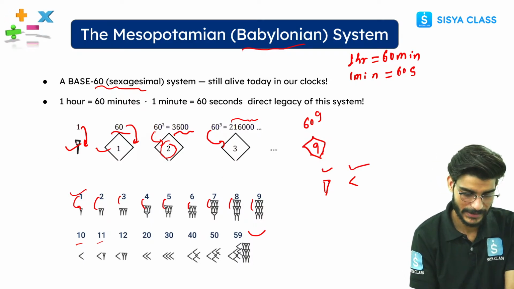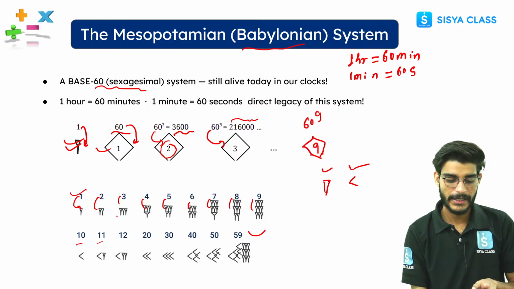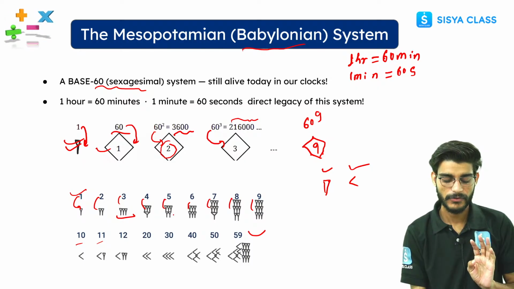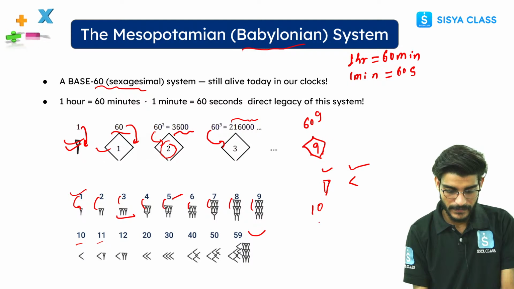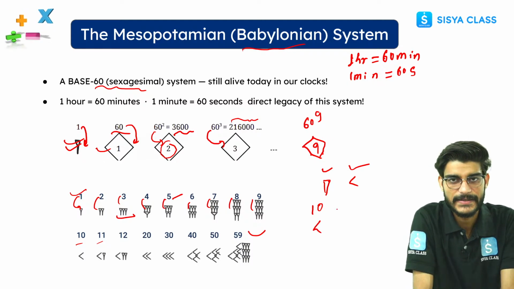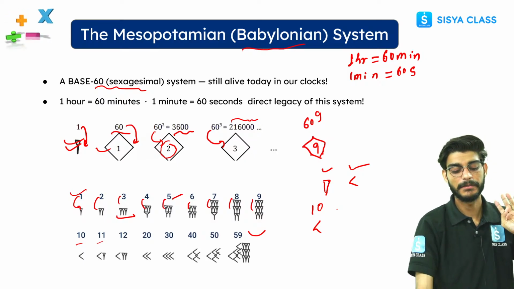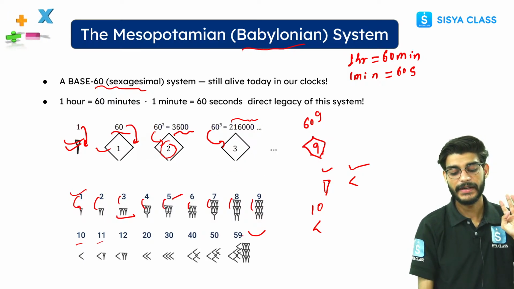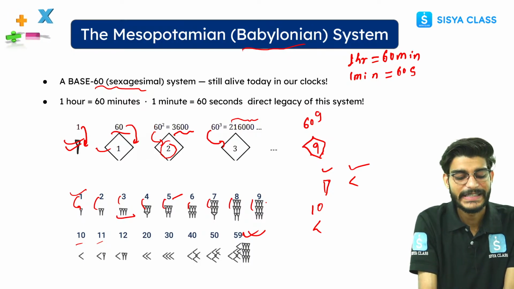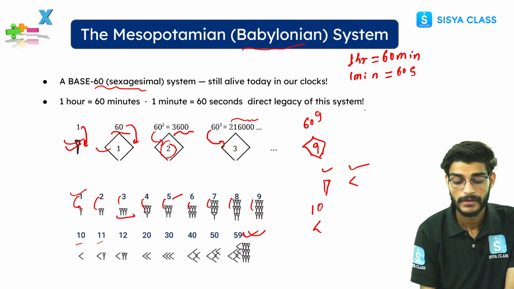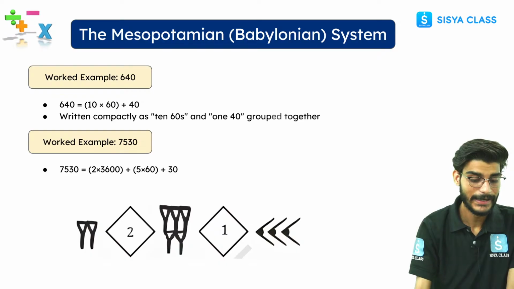Like for 1, they have taken this one. For 2, it means 2. For 3, you have to make 3 figures. For 4, you have to make it like this. For 5, like this. And for 10, there is a new symbol, something like a less than symbol. With the help of these two symbols, they have created numbers from 1 to 59 in this way. And this is how they will denote any number. Like for 60, they know that 60 will be denoted like this, right? Let's see some examples.